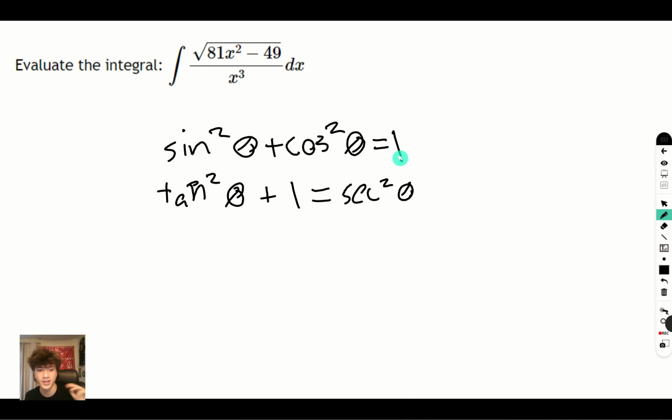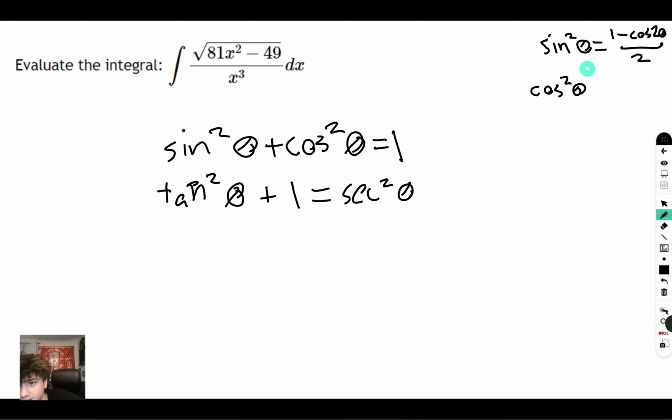And there's another one that comes in quite handy. I'm going to write it in the top corner of the screen just in case I forget. So we get sine squared theta is equal to 1 minus cosine 2 theta over 2. And there's also the cosine variant of it. Cosine squared theta is equal to 1 plus cosine 2 theta over 2.